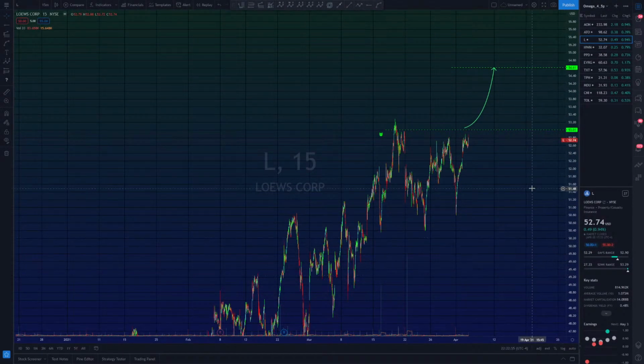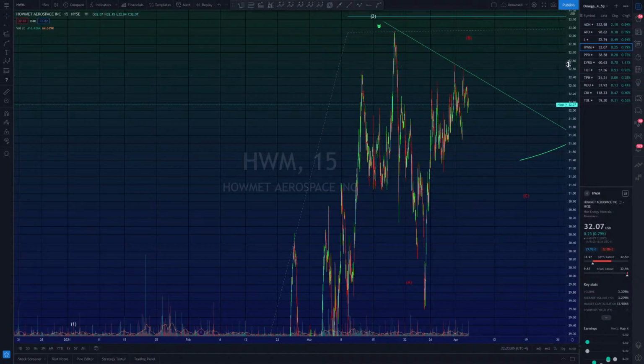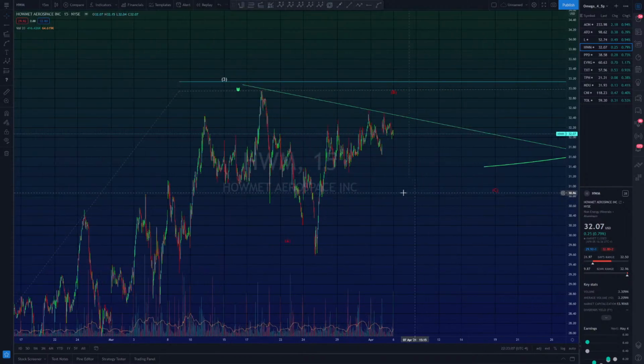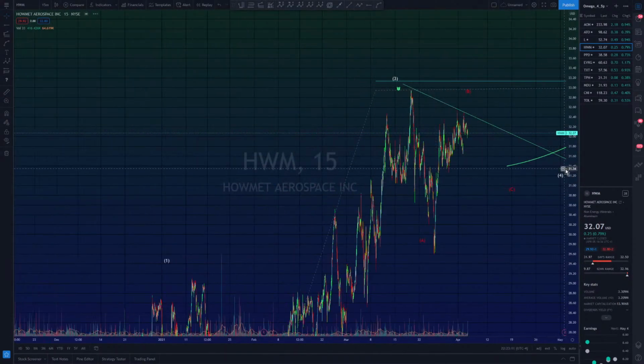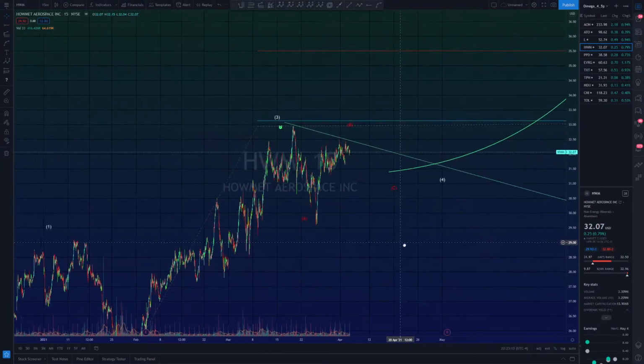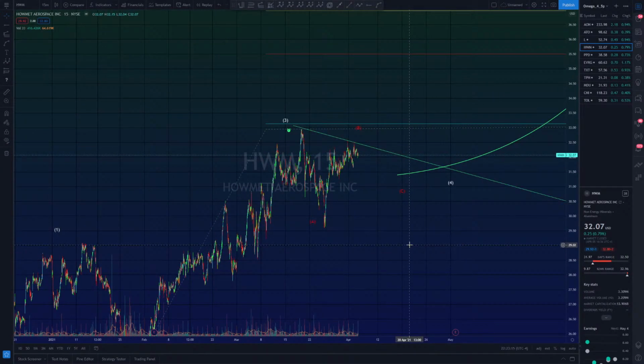Oh, I already got Lowe's automated. Perfect. So it might be finally ready to break out here over 53 going to 54.60. Already got Howmet Aerospace ready to go. So I was thinking on this, this one showed up on the Mogi scanner a couple days now. So thinking this is gonna pop once it goes.